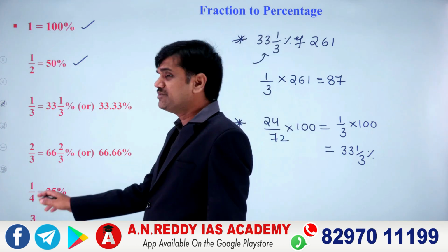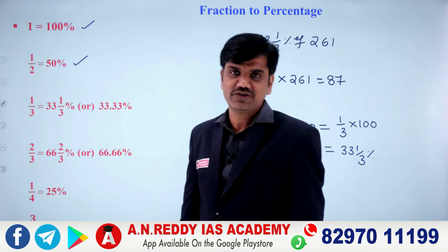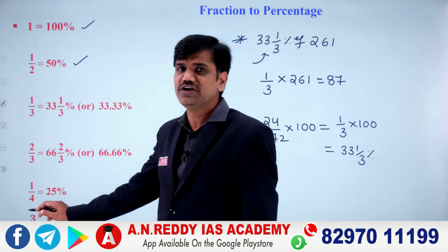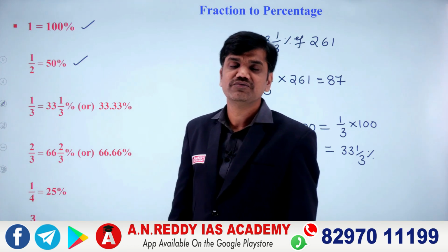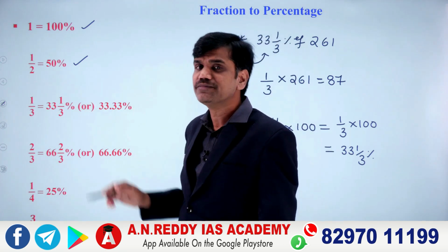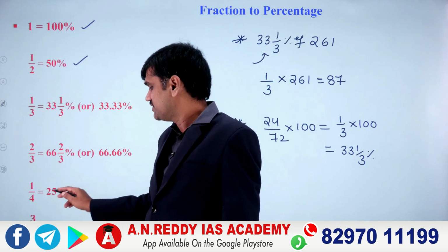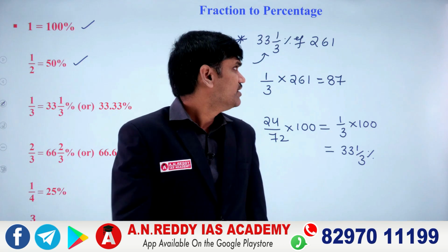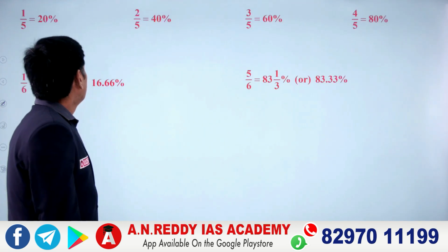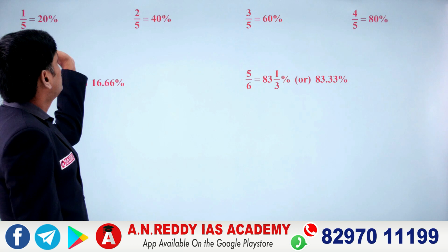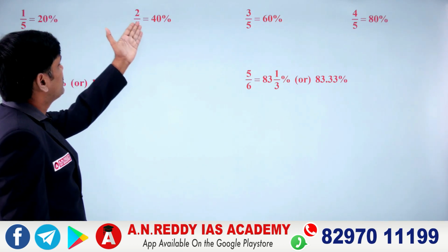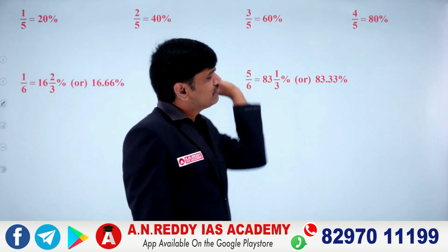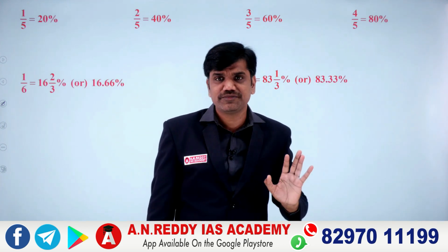Next, 1 by 4 is nothing but 25%. Similarly, 3/4. 2 by 4 I don't need, because 2 by 4 is nothing but 1 by 2, which is 50%, which we have already learnt. 3 by 4 is 3 times of that, hence that will become 75%. Next, 1 by 5 is 20%. 2 by 5, double of that, will be 40%. 3 by 5 means triple of that, it will be 60%. 4 by 5 means 80%.